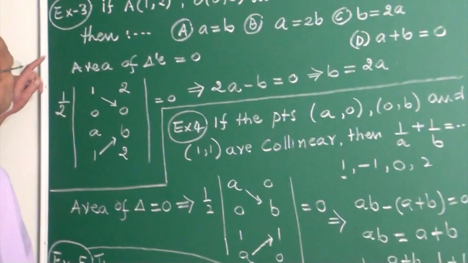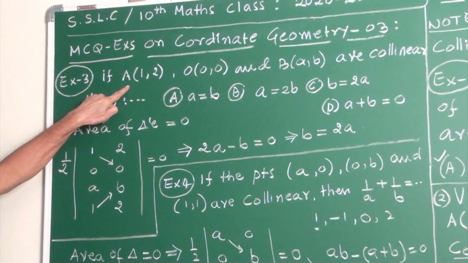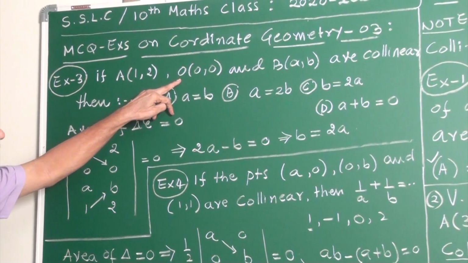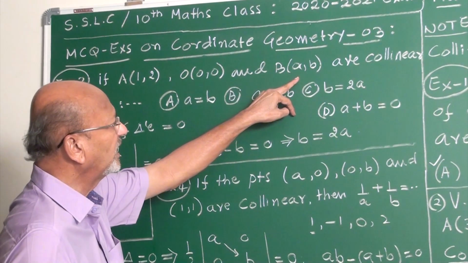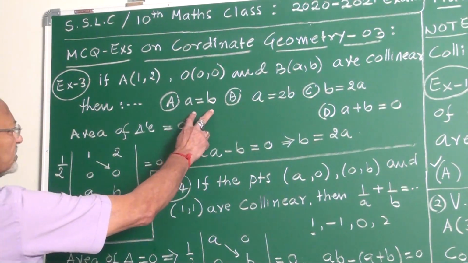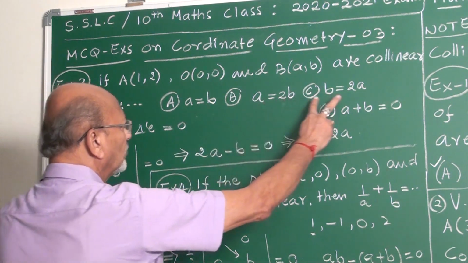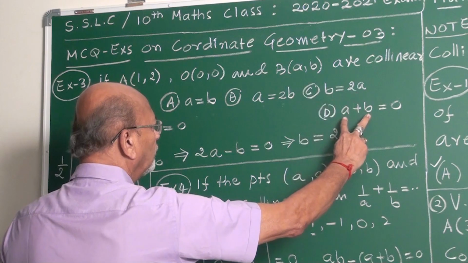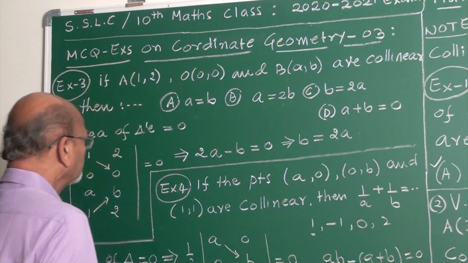Next, this is the third question, third example. If the points A, 1, 2, O, 0, 0 and A, B are collinear, then one of the options: first option is A equal to B, second option is A equal to 2B, third option is B equal to 2A, fourth option is A plus B equal to 0.